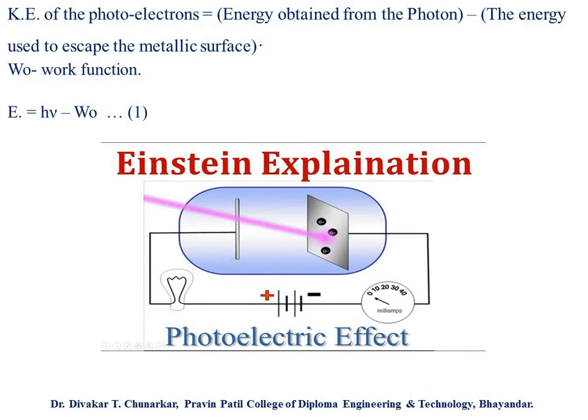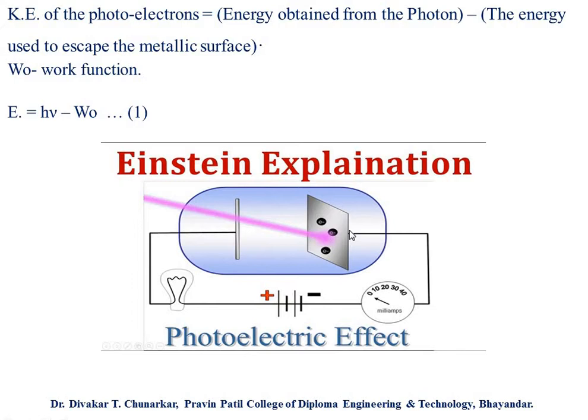So E equal to h nu. This is the Einstein photoelectric effect diagram. This is the metal plate. When radiation of light falls on the metal plate, electrons are emitted, and this emission of electrons is called the photoelectric effect. According to this equation, radiation is considered a shower of particles called photons.